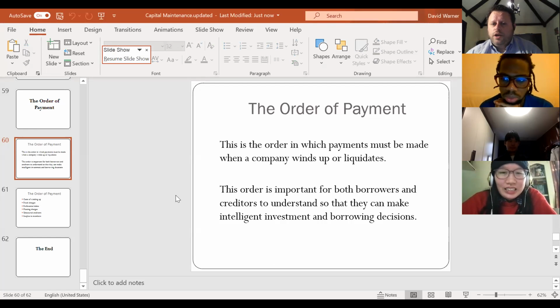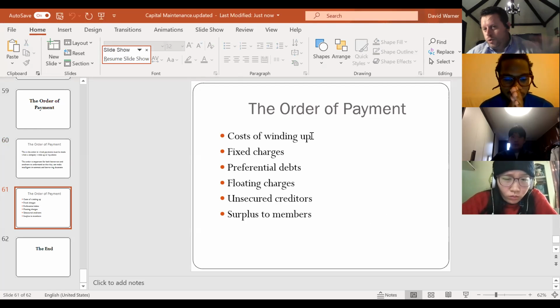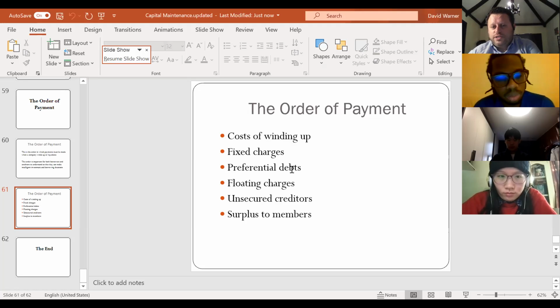Once that is done, they must make payments in this order. They must pay the costs of winding up. So if you want to sell your buildings, you have to pay some real estate companies to help you sell them. You want to sell your computers, you have to pay some company to come in and collect the computers and auction them. Then you pay fixed charges, which is anybody who lent you money based on a building, preferential debts, floating charges, unsecured creditors, anybody who lent you money, and then any surplus you give to your shareholders.